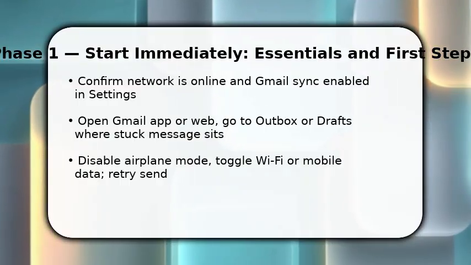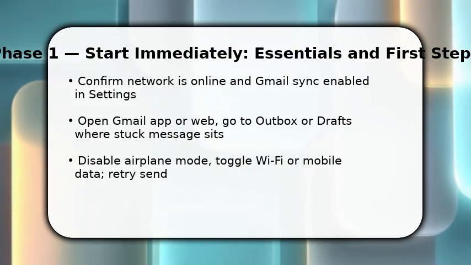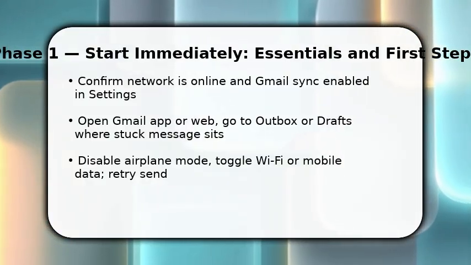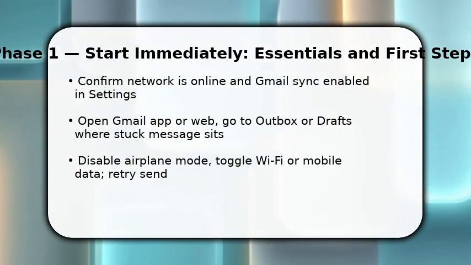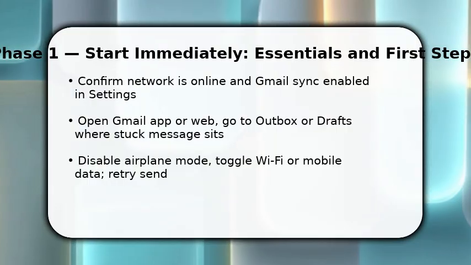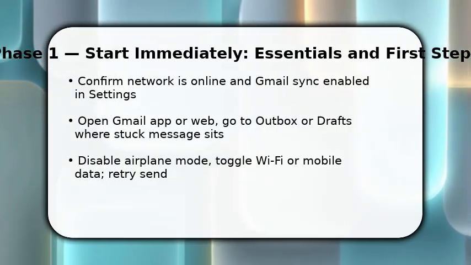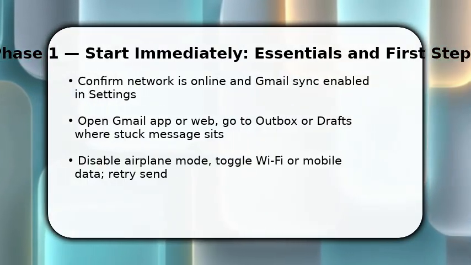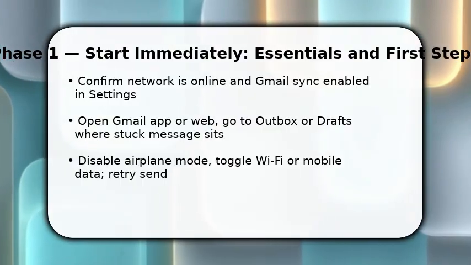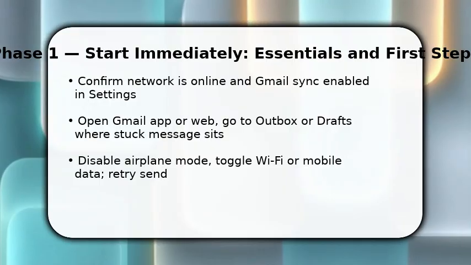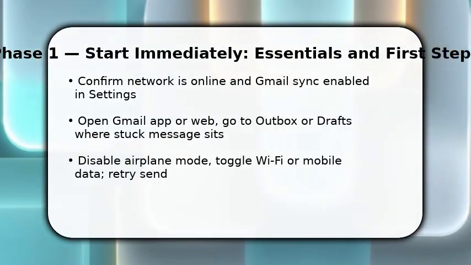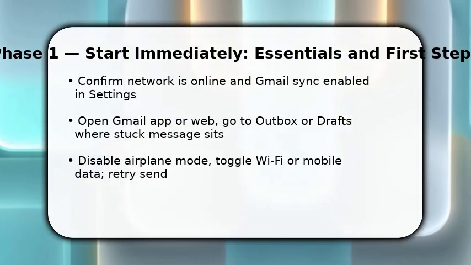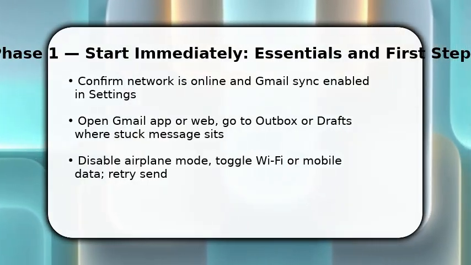You begin by verifying the basics, then act. Check that your device is online and Gmail sync is enabled. If not, enable it now. Open Gmail and navigate to the outbox or drafts where the stuck message lives. If airplane mode was on, turn it off and toggle Wi-Fi or mobile data to force a reconnect. Once done, tap Send again. This forces the client to retry transmission and often clears transient network or sync errors immediately.